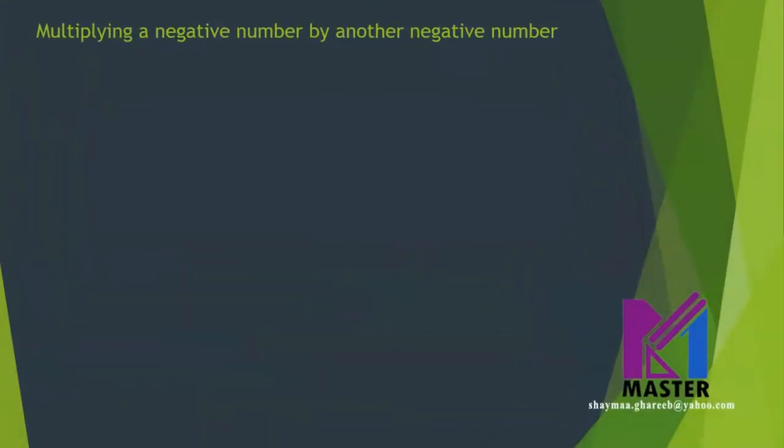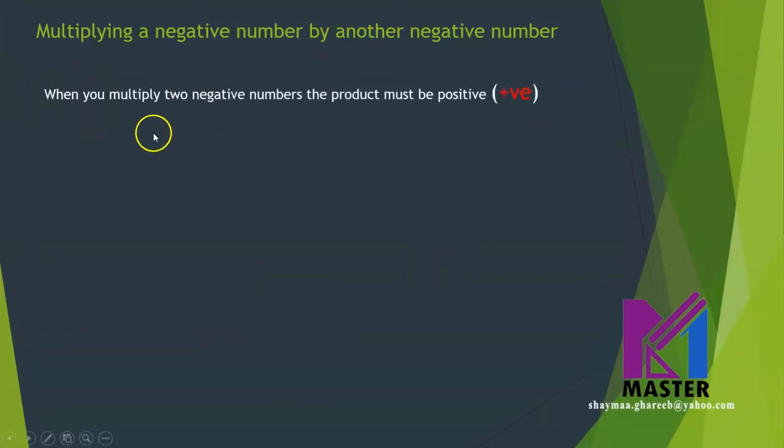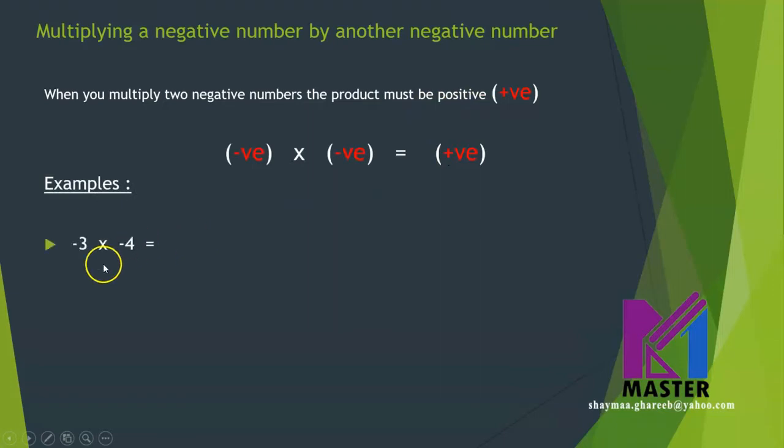Let's start our lesson. Multiplying a negative number by another negative number. When we multiply two negative numbers, the product must be positive. Example, if I have -3 times -4, both numbers are negative numbers, so the answer will be positive. 3 times 4 equals 12, so the answer will be 12. It's same as 3 times 4.